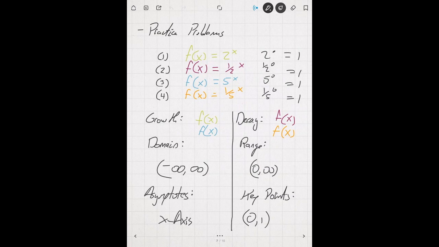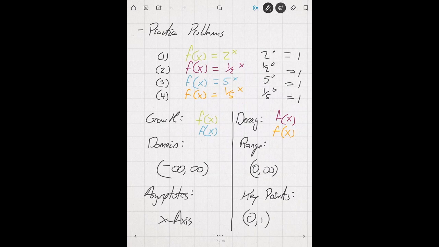Now, while it's important that we know that the key point of (0, 1) is a part of every graph, and that it's the y-intercept, we also should probably know another specific point on the graph. In fact, a point that helps us determine how wide or how narrow the graph is going to be.